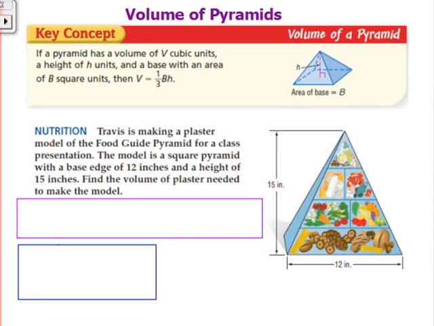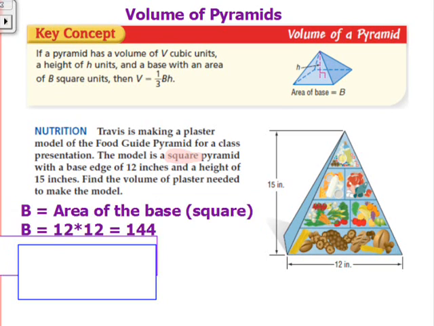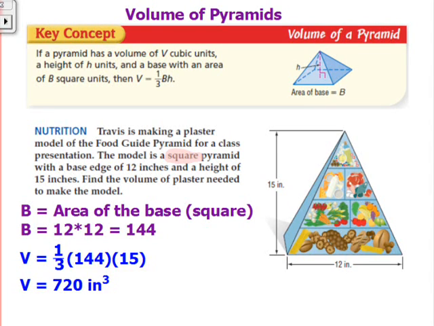For this problem, it says Travis is making a plaster model of the food guide pyramid. It's a square pyramid. I got to make sure I read the problem and I see that that's a square pyramid. So I'm going to take capital B is the area of the base. In this case, that's a square. So the area of the base is 144. It's just 12 squared. And then the height is 15. So this is 1/3 times 144 times 15 for 720. These problems, as long as you can find the information that you're looking for, the missing part, or find the area of the base, these problems are usually pretty straightforward.